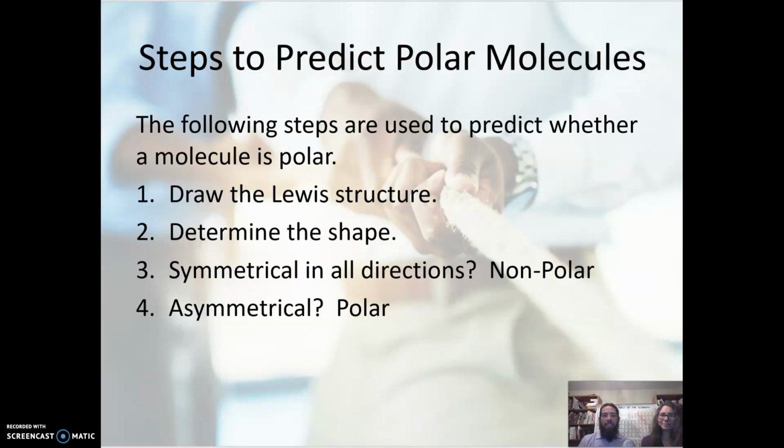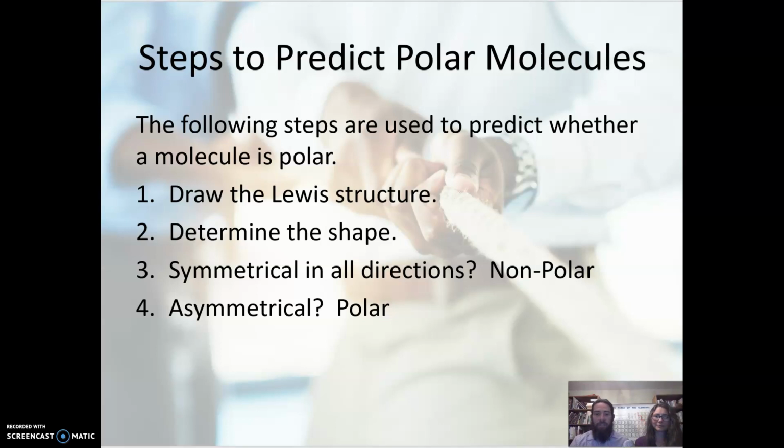So here are some steps. Some people like the steps, they want to have a series of steps. So this is how we're going to do it. We're going to start with the Lewis structure, and then we're going to determine the shape by counting the domains. Is it symmetrical in all directions? Does this mean the atoms are all the same around the central atom? Like I just noted, this would be nonpolar.